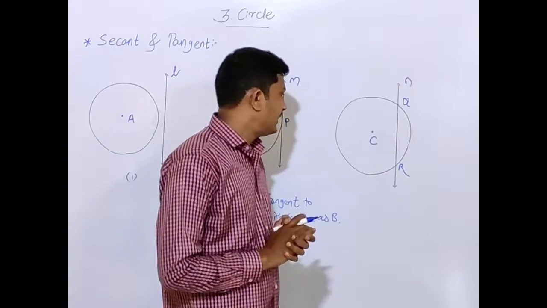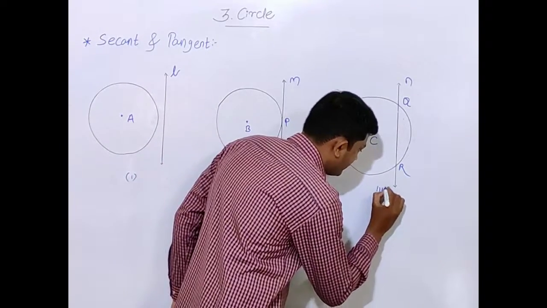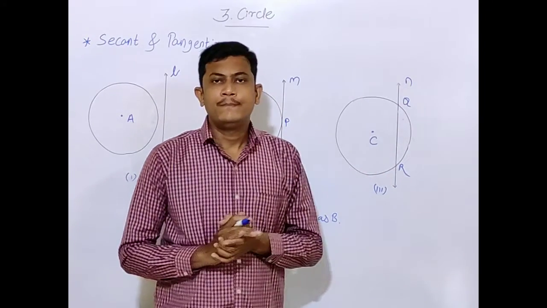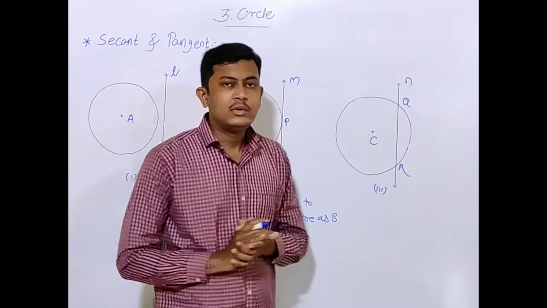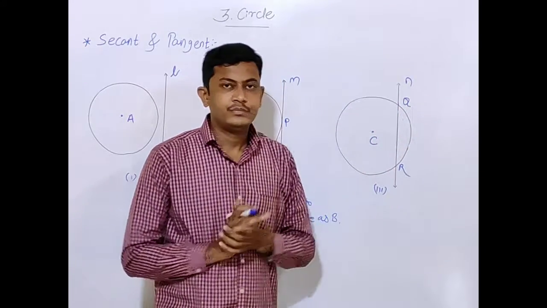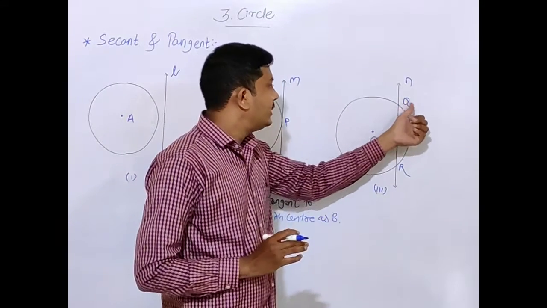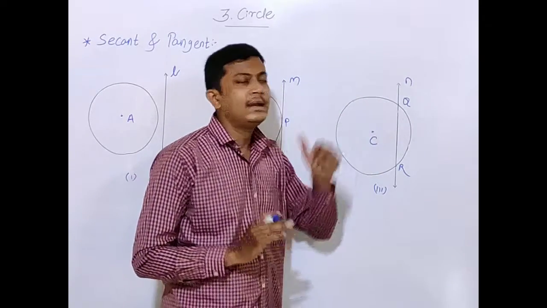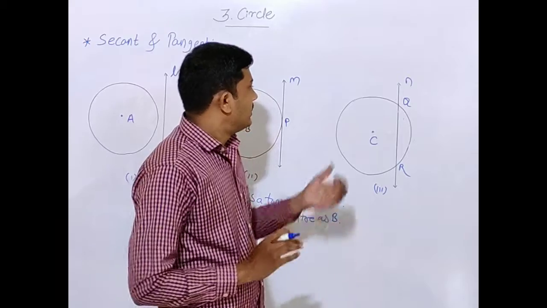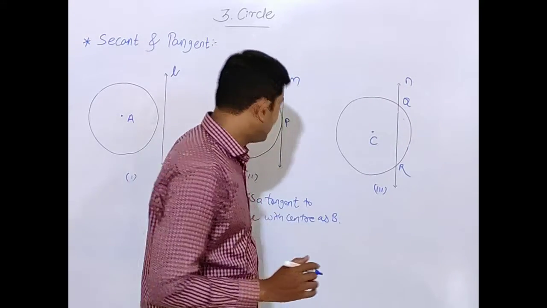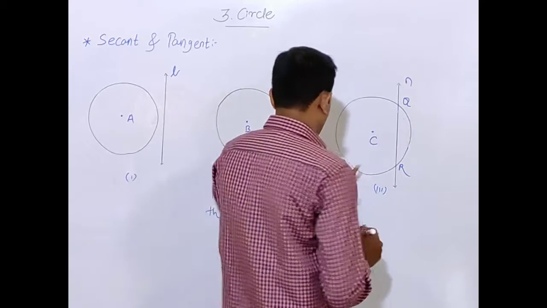And next, in the third figure, the circle with the center C and the line N has two common points, that is point Q and R. Here points Q and R are the intersecting points of the circle and the line N. So line N is a secant to the circle with the center C.